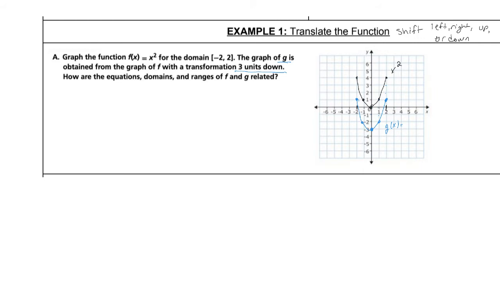All right, if we look at G of X, when we shift down, we're going to have x squared, and then we're going down 3. So -3. Only the horizontal shifts do the opposite. So f of x was x squared. If we're going down 3 for g of x, it's x squared -3.